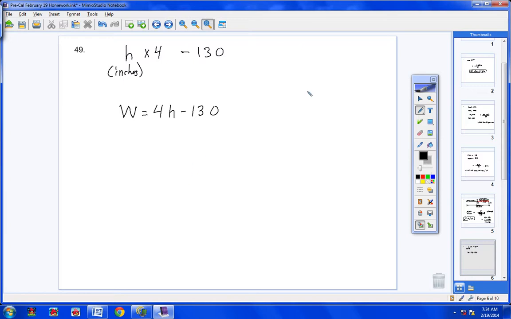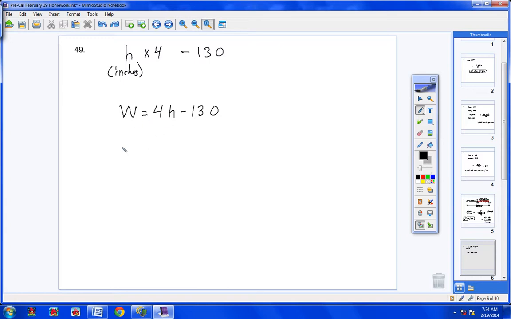If you tell me that a certain lady is 60 inches tall, I can put a 60 in right here and tell you the approximate weight that she should weigh. All right, so just going from this equation here. All right, so find the ideal minimum weight of a woman whose height is 62. Okay, no problem. 62 inches.